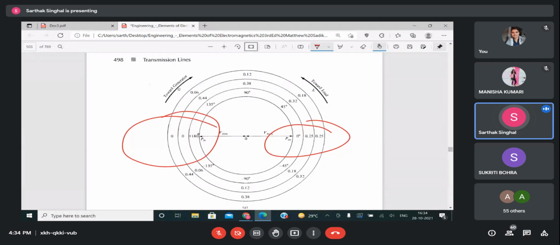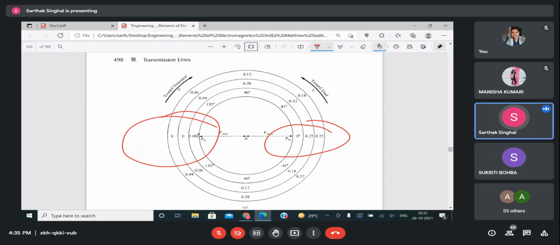So first one is the outer circle, which represents the length in terms of lambda. So we are moving towards the generator, so it will be clockwise direction. It will start from the PSC point, that is the short circuited point, and it will give you the values of 0.06 and 0.12 and so on.